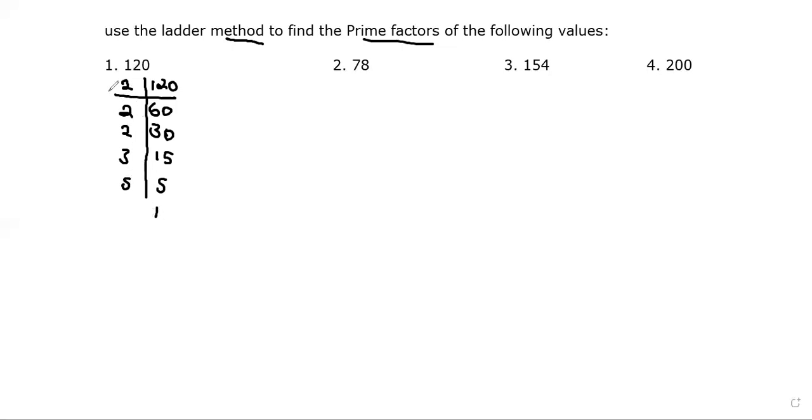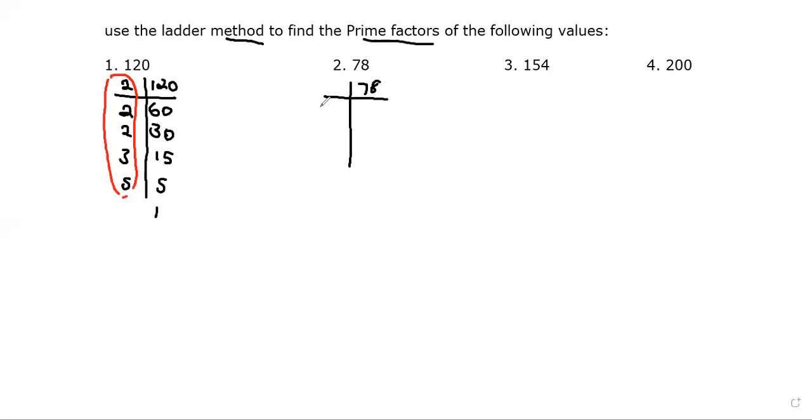So these values, let me use a different color, these values are the prime factors of the number given. So that's how you answer. Use the ladder method. We move to 78. Draw your ladder method. Then you put 78 on your right. Sometimes even if you put it on your left, but as long as the procedure is all right, it's fine.